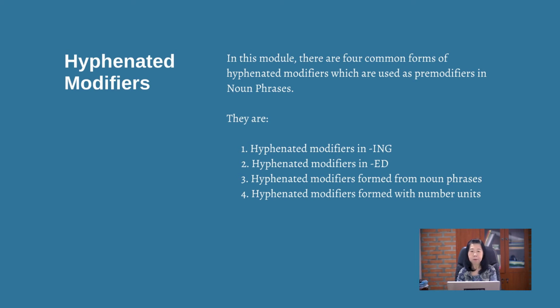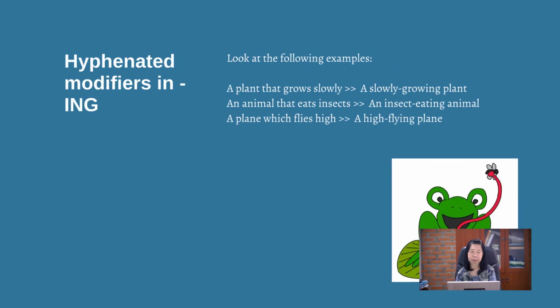Okay, the 4 forms, keempat bentuk itu are hyphenated modifiers in ing, hyphenated modifiers in ed, hyphenated modifiers formed from noun phrases, and hyphenated modifiers formed with number units. Okay, let's have a look at each of them. The first one, hyphenated modifiers in ing.